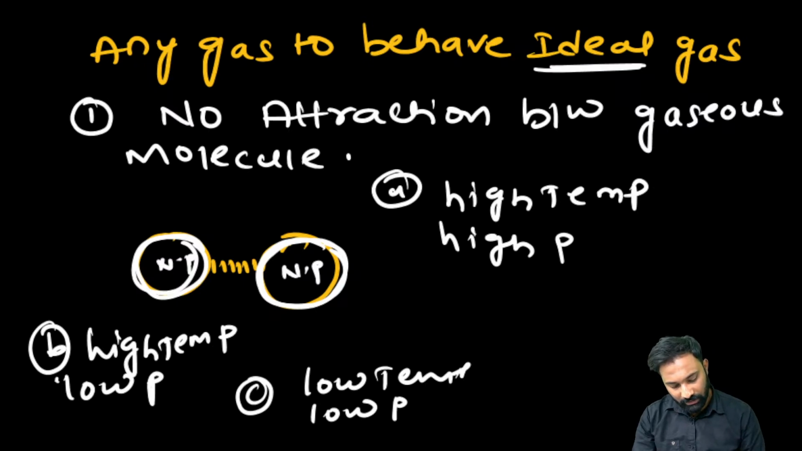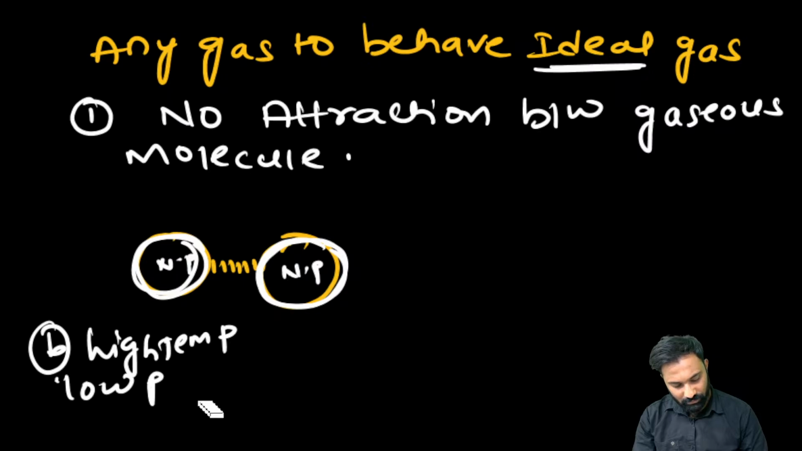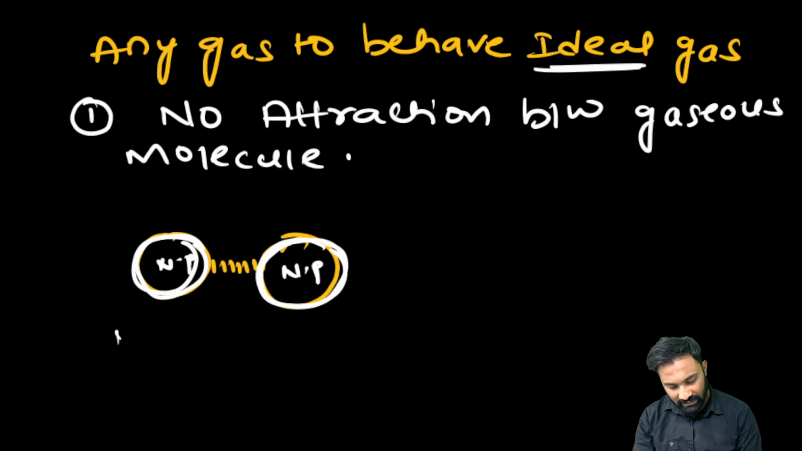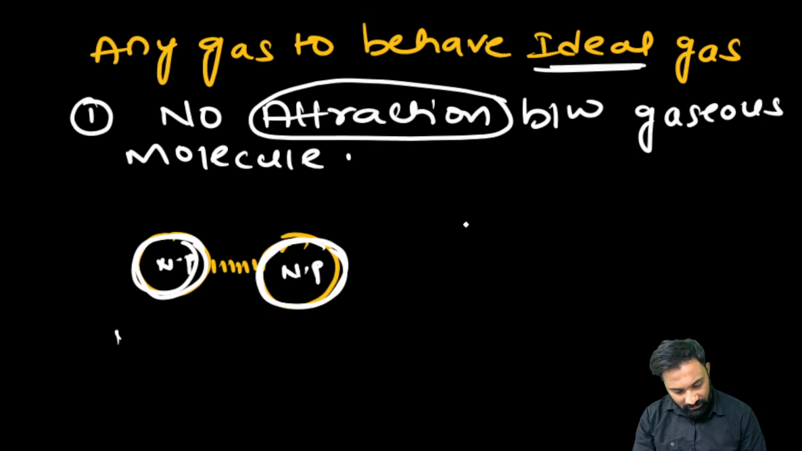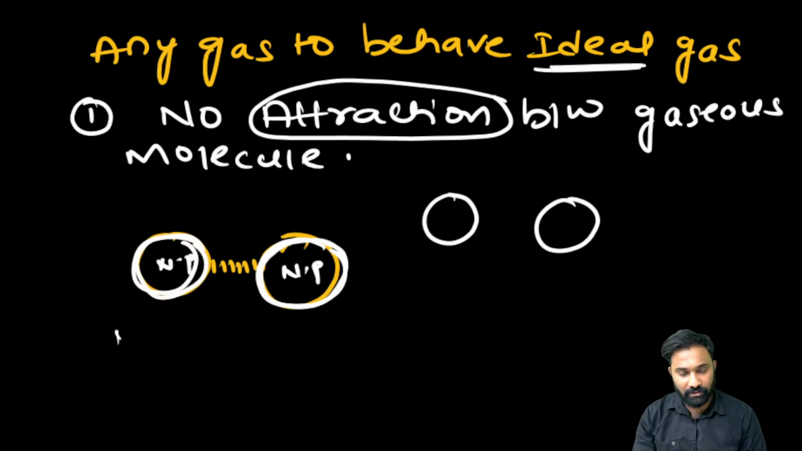See, these two are real gases, right? Now listen. First of all, for any gas to behave as an ideal gas, there must be no attraction between them. If these two are gas molecules, one non-polar gas and another non-polar gas, then for a few seconds they are attracting. Due to that attraction, the bond forming is a van der Waals bond, right?